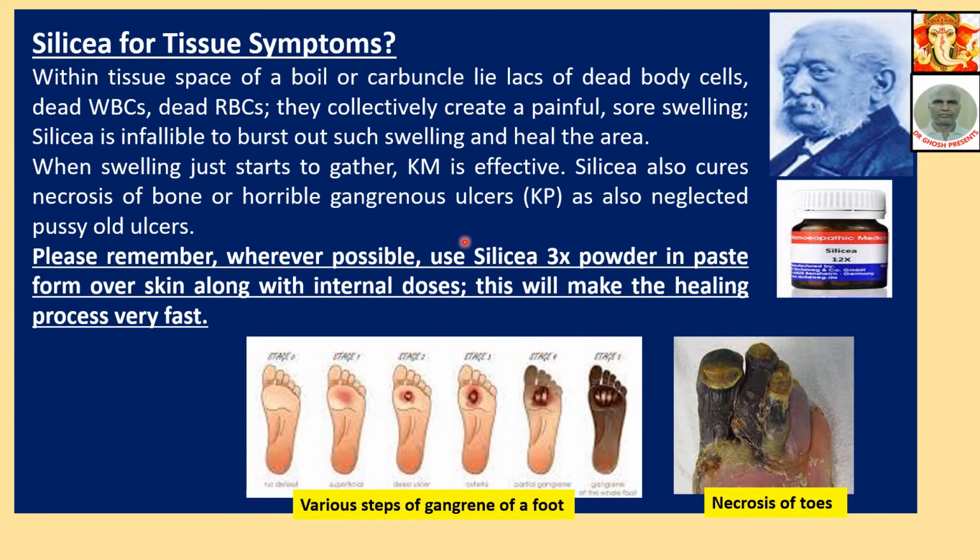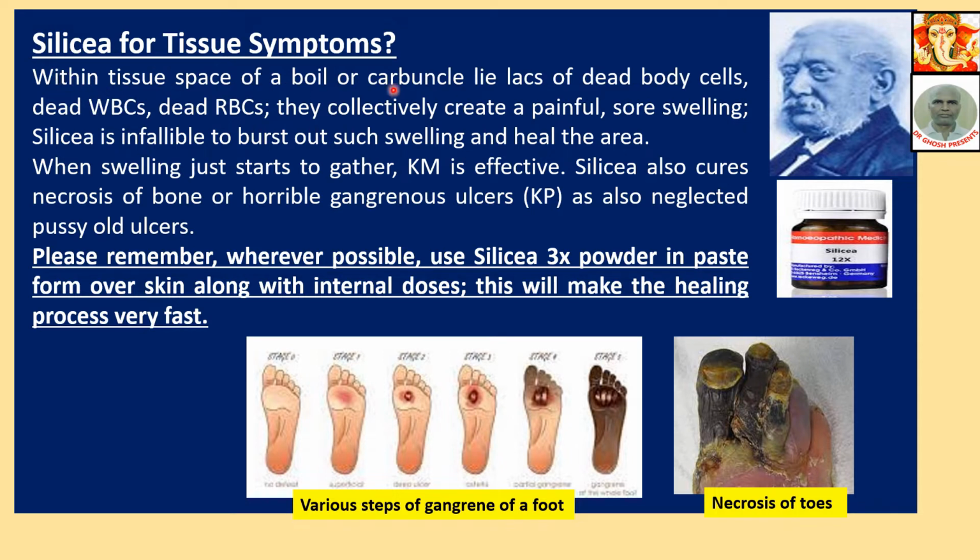Silicea for tissues. Within the tissue spaces of a boil or carbuncle lie lakhs of dead body cells generally: the dead WBCs, dead RBCs. They collectively create a painful sore swelling. Silicea is infallible to burst such swelling and heal the area. This is the healing style of a boil or carbuncle.